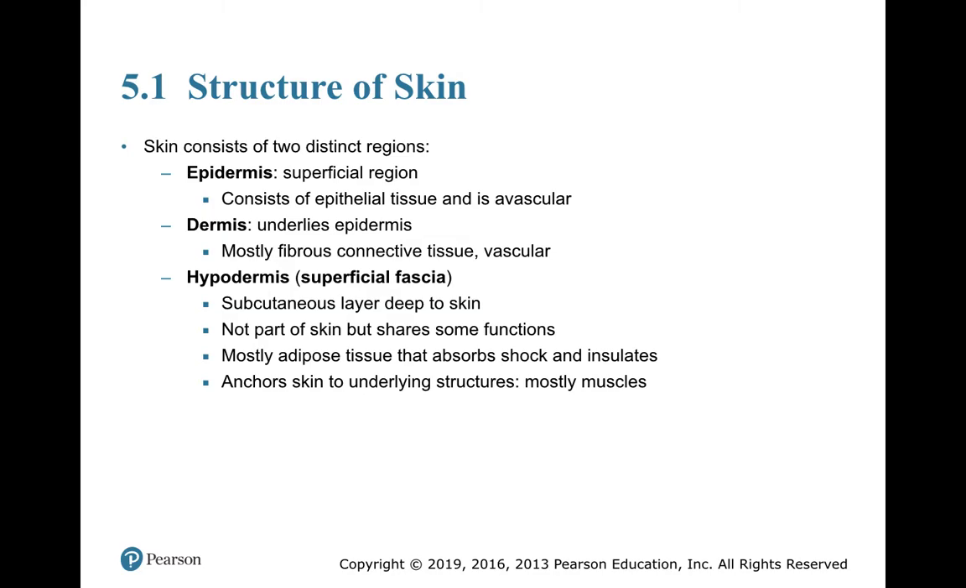Now, below the epidermis and the dermis, there's another structure called the hypodermis. It is also referred to as the superficial fascia. It's a subcutaneous layer underneath the skin. It is not part of the skin. We don't really have it as part of anything else either, so we do talk about it here. It is adipose tissue that absorbs shock, helps insulate our body, and it does very much anchor our skin to the underlying structures of the skin, and that would include mostly muscles. It is also the location that you are trying to get a hypodermic needle to give its dosage in.